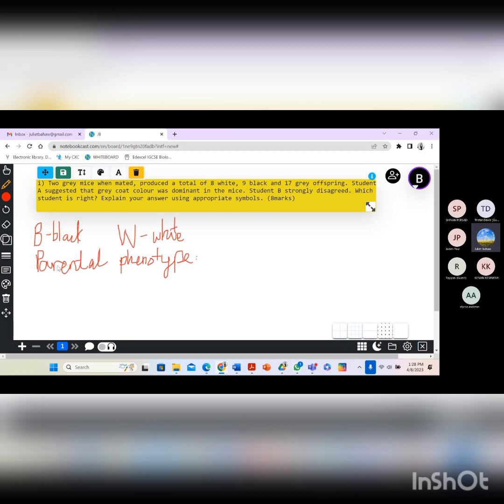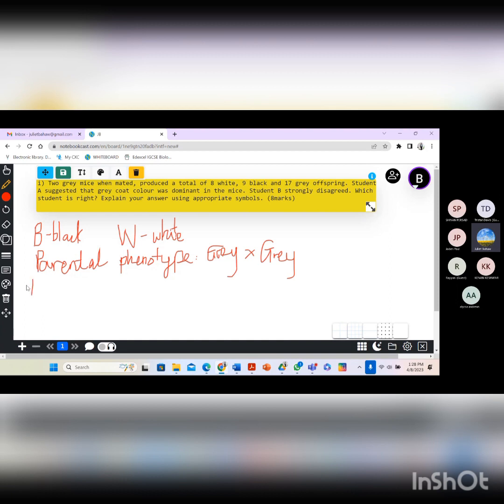So you start off by saying parental phenotype. Now they're saying two gray mice mated. So I'm going to put gray by gray. Normally, when we use the word mated, it means they reproduce. So we use a symbol like multiply, they mate. So gray mate with gray. Right? That is the phenotype of the parent. That's what the question said.